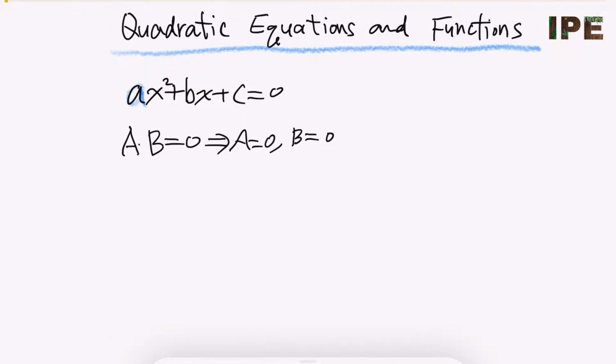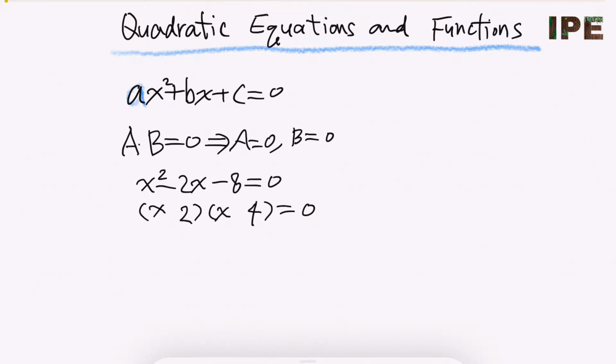For example, x squared minus 2x minus 8 is equal to 0. You can factor this, right? You can factor. How? X squared is x times x. Negative 8 is 2 times 4. And then this is negative, this is positive. This is x squared. And then negative 4x plus 2x, which is negative 2x. And then negative 8. So each factor can be 0.